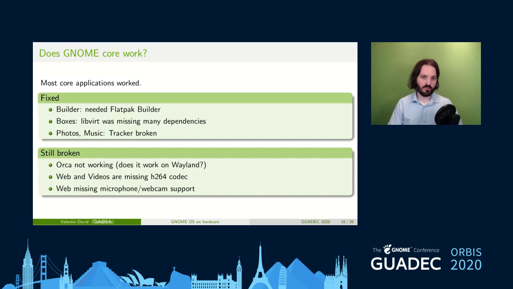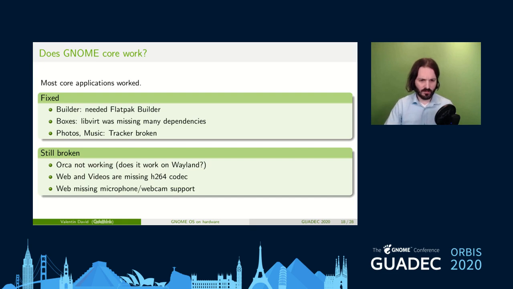So my experience with it. First of all, does GNOME Core work? Most of the applications work, with some exceptions. There are things that I fixed. For example, Builder needed to have Flatpak Builder. Boxes depends on libvirt, and the way libvirt was built at first was missing lots of dependencies, so nothing worked. And Tracker 2 was broken, so Photos and Music were not working, but most of the other applications were working. There are still some things that are broken that I found. There is probably other stuff that is broken, but in my use this is what I found.